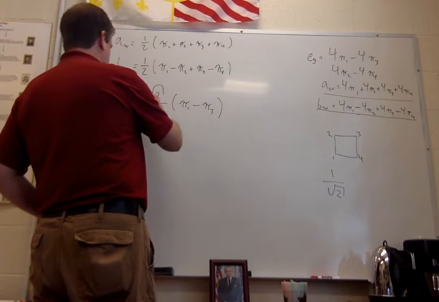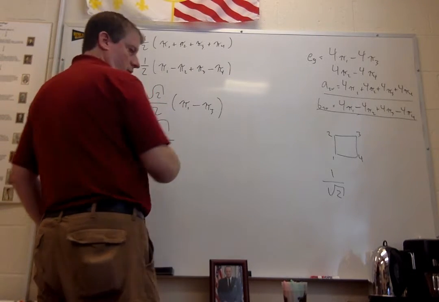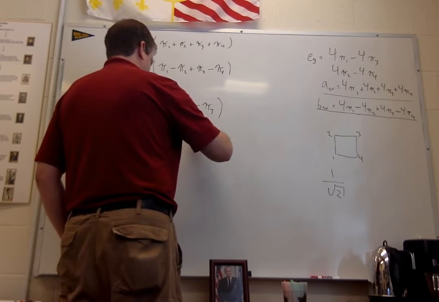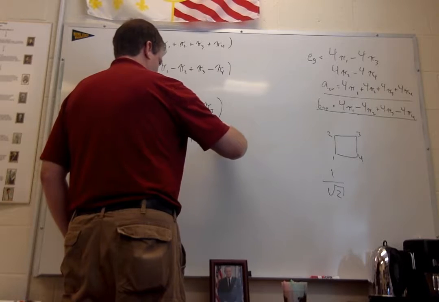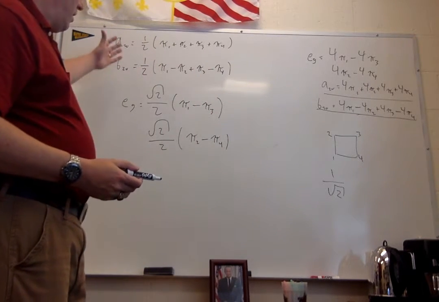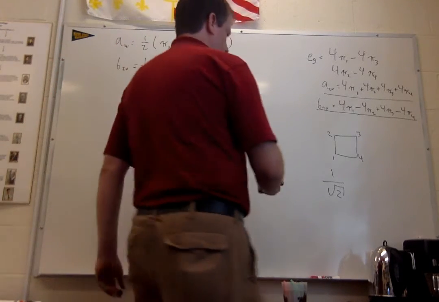The other degenerate will go exactly the same way, except that the components are pi 2 minus pi 4. So the normalization is the same. So there we go, 4 SALCs out of 4 p orbitals.